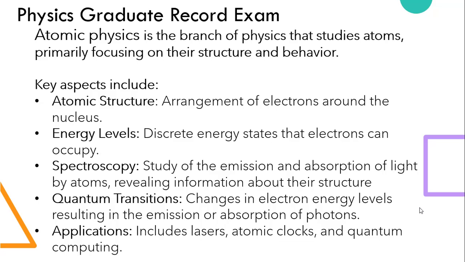There's also quantum transitions, so changes in electron levels resulting in the emission and absorption of photons. Photons, by the way, are little chunks of light. So when we get lasers, what we actually do is put a bunch of energy into, for example, a gas, and then as the electrons try to go back to their initial orbit, they spit out a little piece of light called a photon. So the applications of atomic physics include lasers, atomic clocks, and quantum computing.